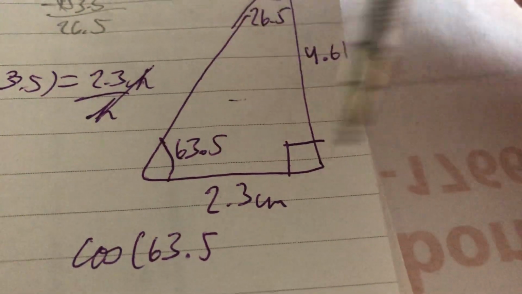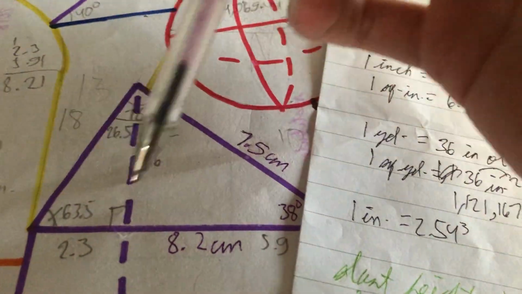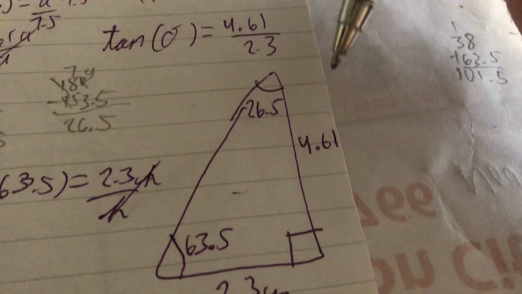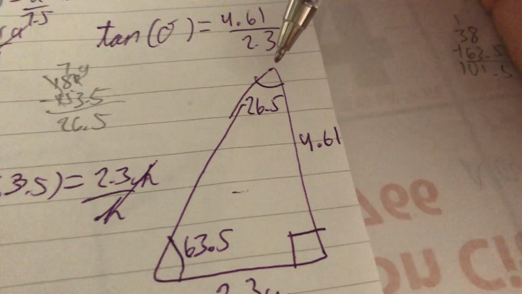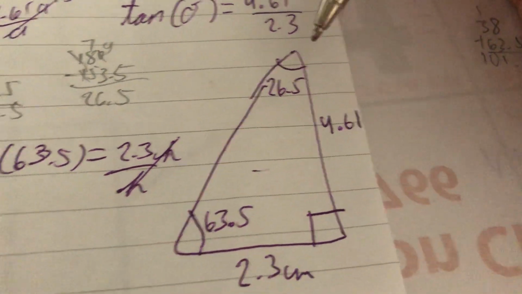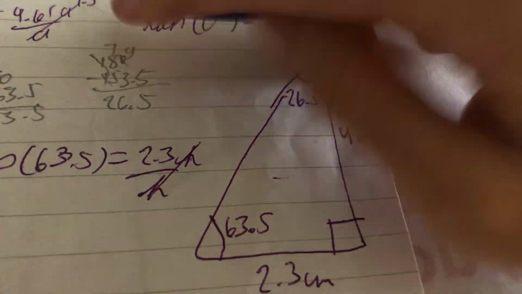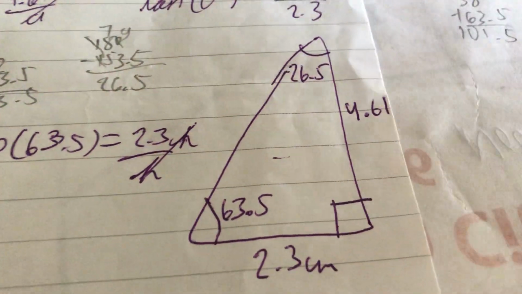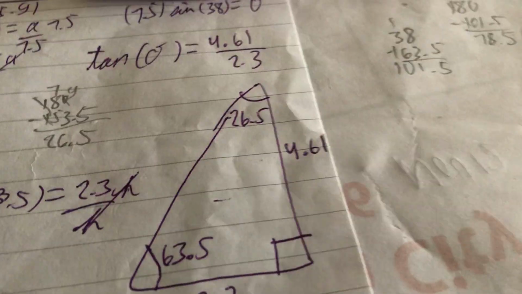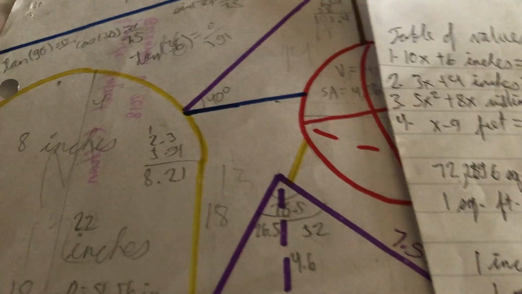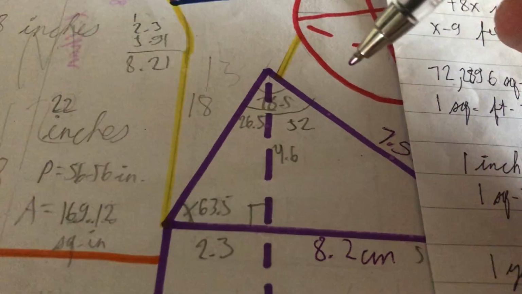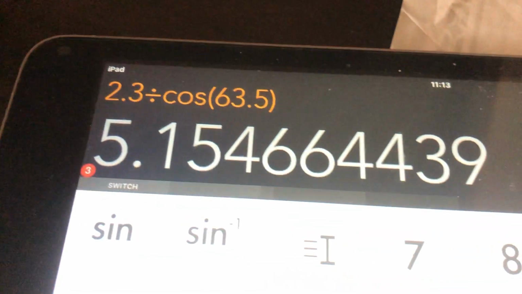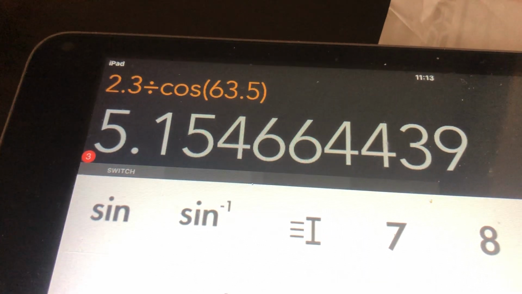Ito yung 2.3 cm na galing dito. Ito yung 4.61. Tapos 26.5. Remember we already got 63.5? If you want to know how we got that, please watch our part 1 so you can find out, okay? Now, remember, ang gagawin namin ay hanapin yung length dito, the one that starts from this side up to that side. And the answer that we ended up with is 5.15.